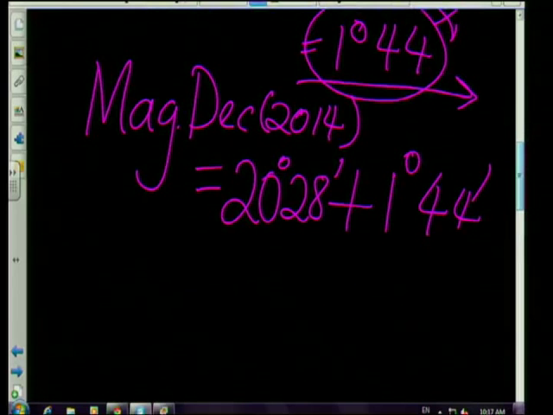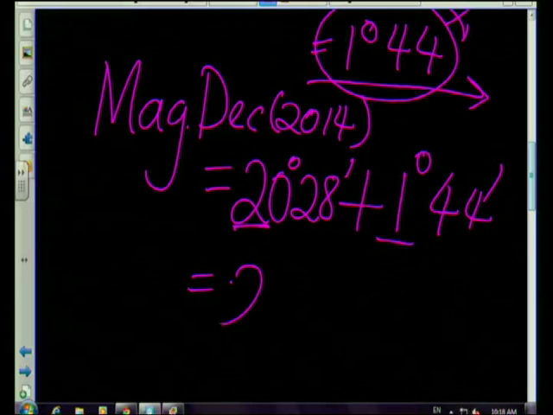So what are we doing here, guys? Let's take a step back and think about what we're doing. We've calculated and updated the magnetic declination for 2014. We've calculated the total change, and now we're adding it to the mean magnetic declination in order to determine what is the magnetic declination for 2014. What have we got? 20 degrees, 28 minutes added to what? Total change, 1 degree, 44 minutes. Why do we add? Because the mean annual change is westwards.